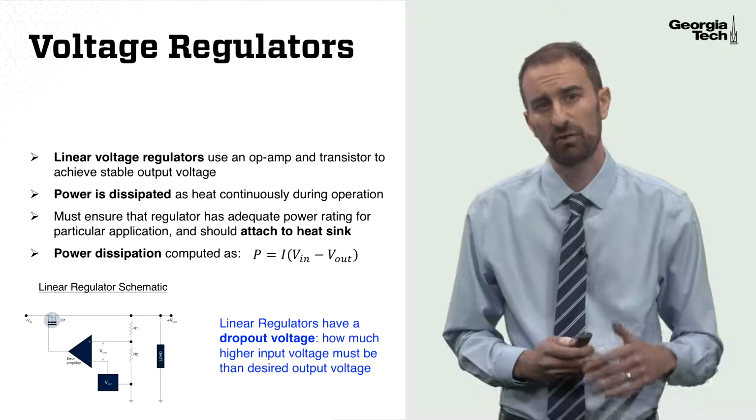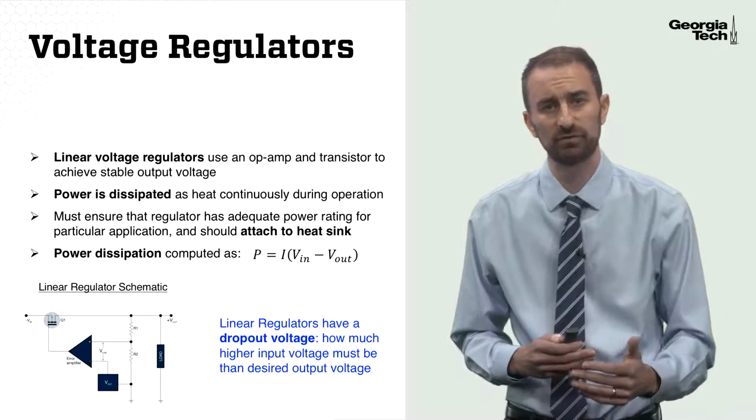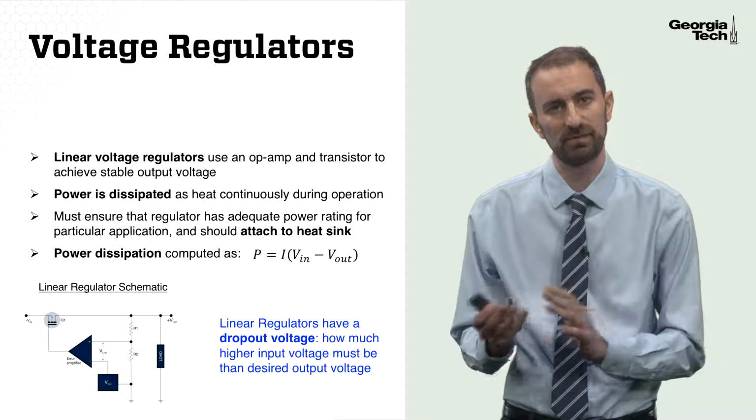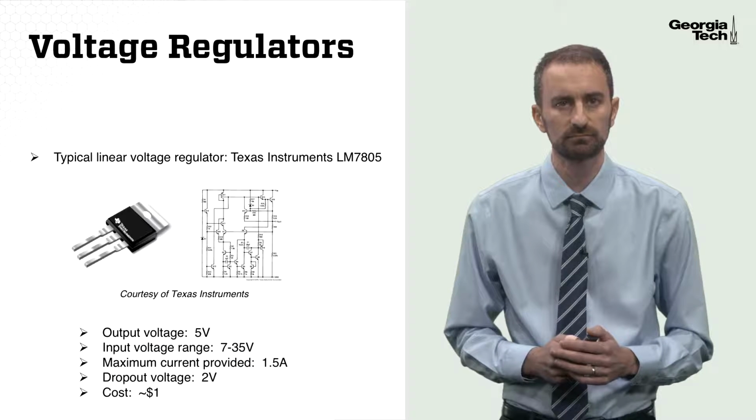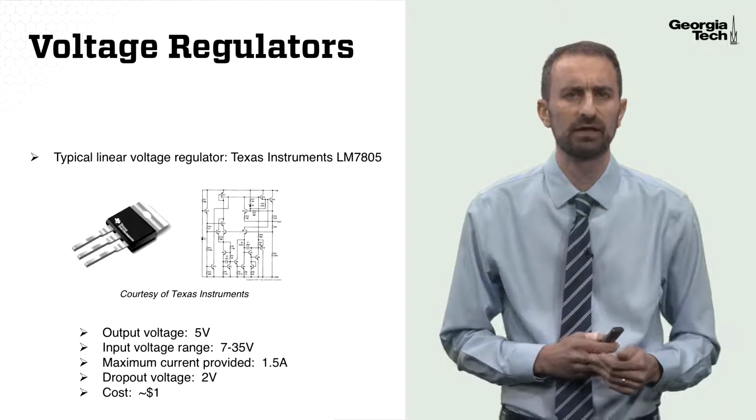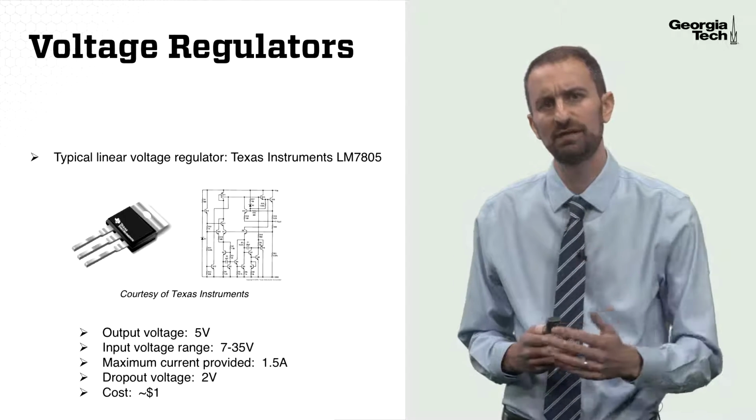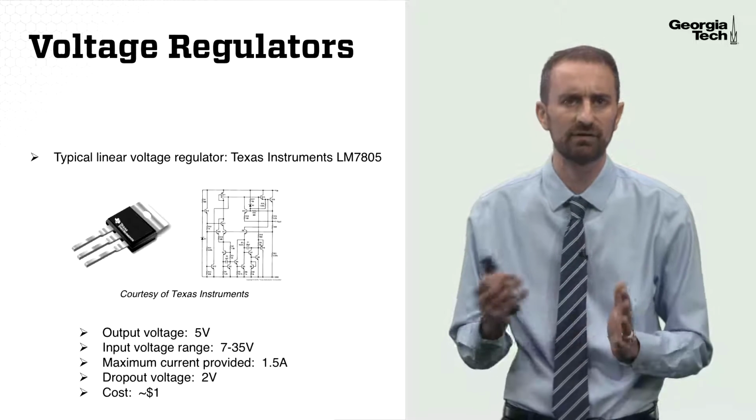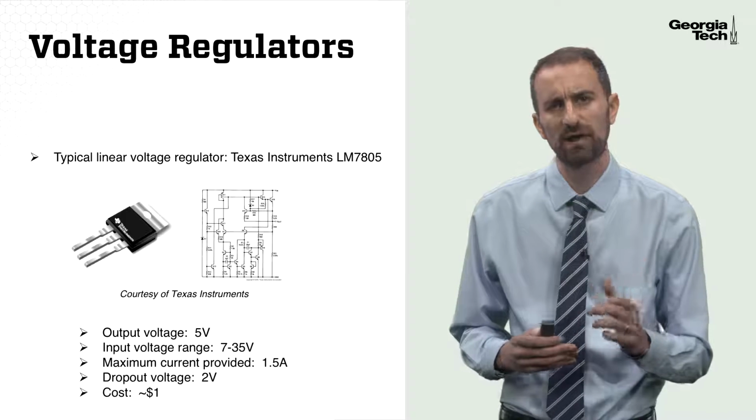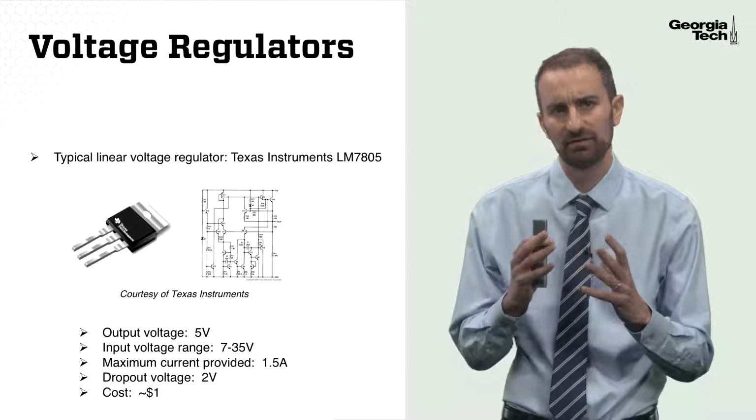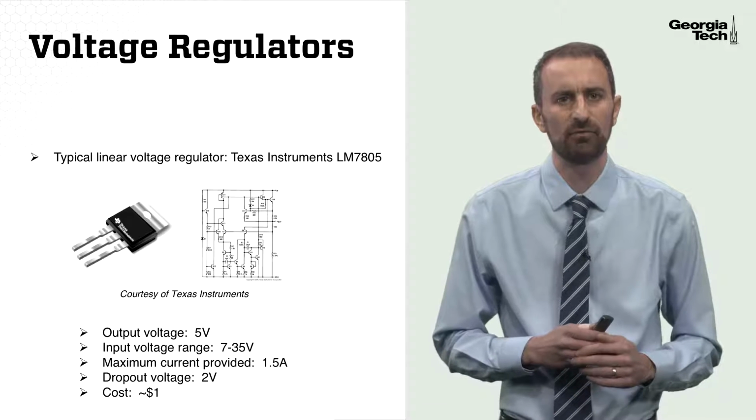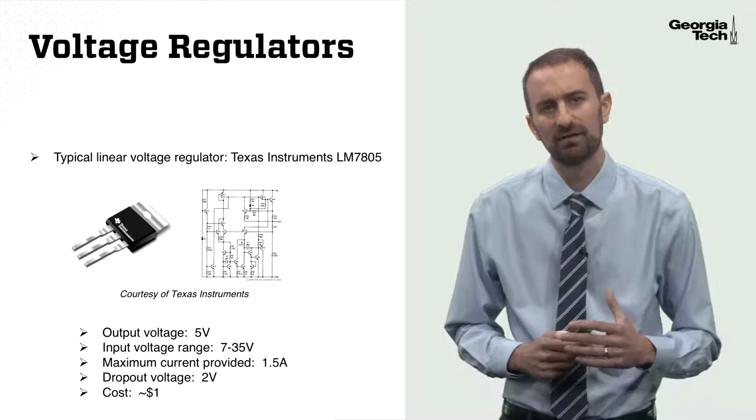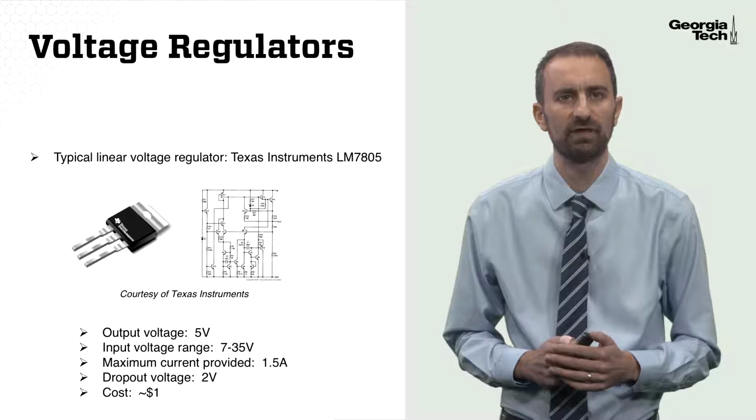So for instance, if we want to have an output voltage of 5 volts, usually we'll need something higher than about 7 volts input in order to be able to generate 5 volts output. Here's a typical linear voltage regulator available from Texas Instruments, and you can see the specifications. The output voltage is 5 volts, and the input voltage range can be anywhere from 7 to 35 volts. And it has a dropout voltage of 2 volts, which is the difference between the minimum input range and the output voltage of 5 volts. The maximum current that you can provide through this voltage regulator is 1.5 amps.